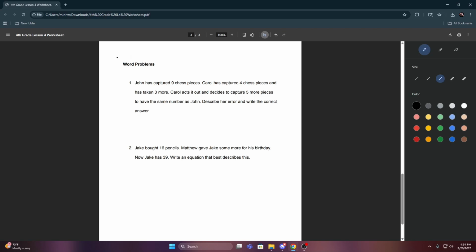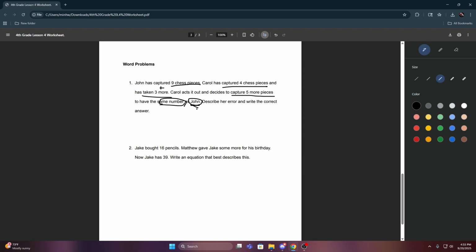Alright, now onto our favorite part, word problems. John has captured 9 chess pieces. Carol has captured 4 chess pieces and taken 3 more. Carol acts out and decides to capture 5 more pieces to have the same number as John. Describe her error and write the correct answer. This type of question tests if you can correctly see what is being done wrong here and correct that mistake.